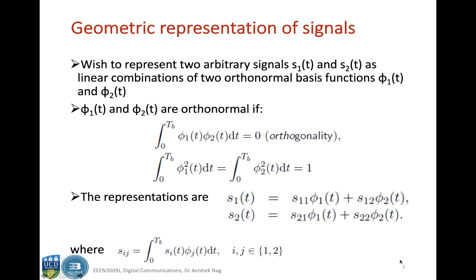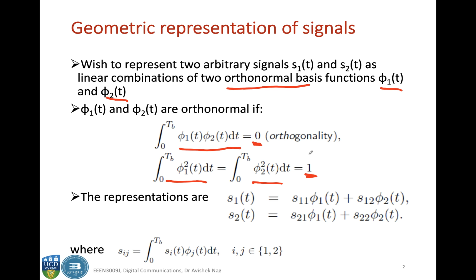So far you have studied that given any signal we can represent it geometrically on a signal space. Let's say you have two signals in the time domain, S1(t) and S2(t). Then you can define two orthonormal basis functions phi1(t) and phi2(t) such that if you take the dot product of them, it is 0, and if you take the norm, it is 1.